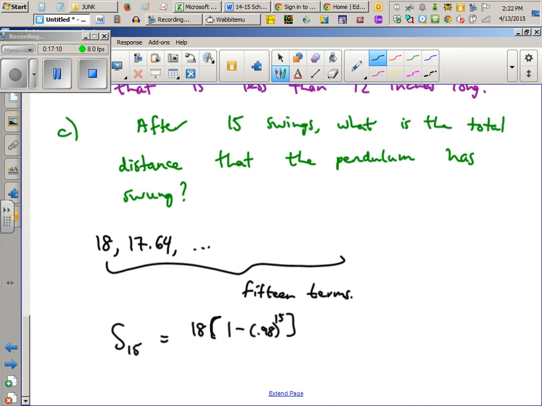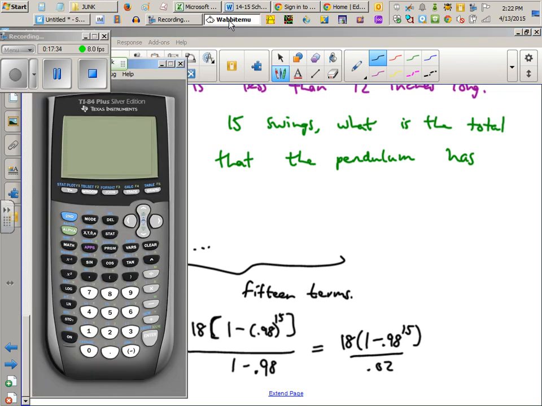So I like to use brackets on the top over 1 minus r. Just be careful how you type this. Lots of parentheses. Or do the numerator and divide by 0.02. Just be careful not to mistakenly type without parentheses on the bottom. Or just type 0.02 to avoid it. Let me get my calculator out here.